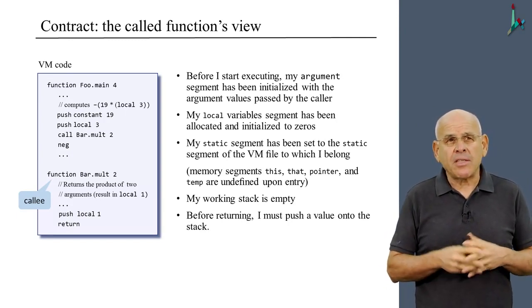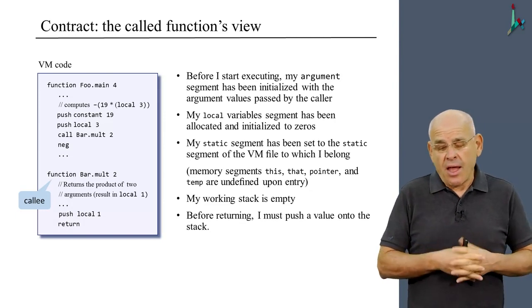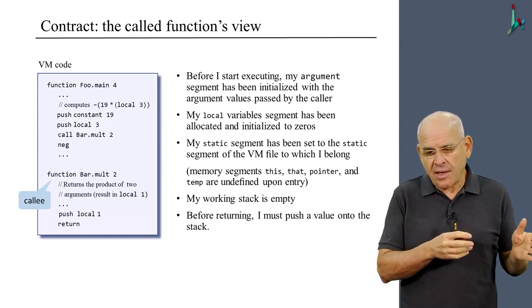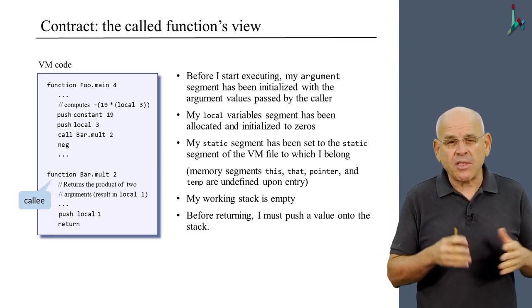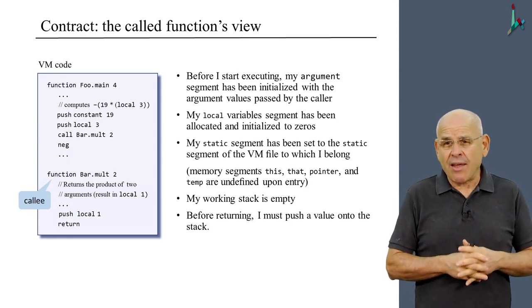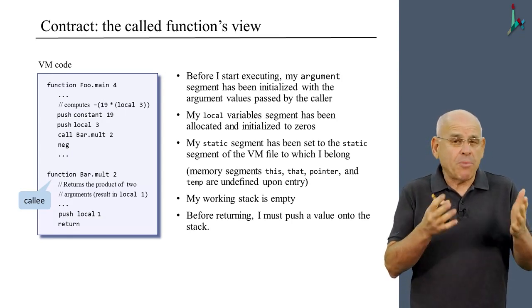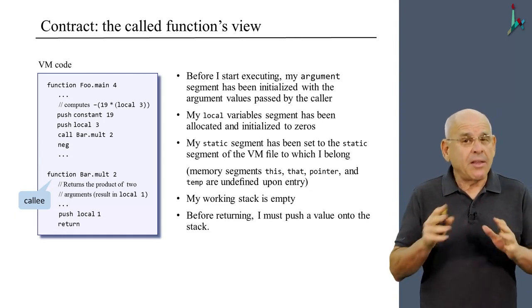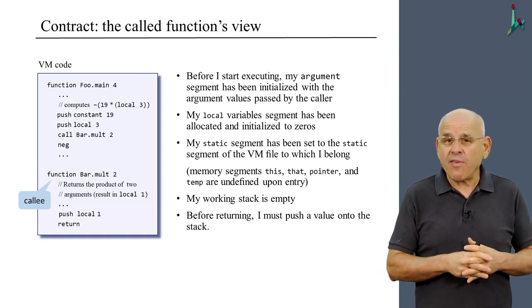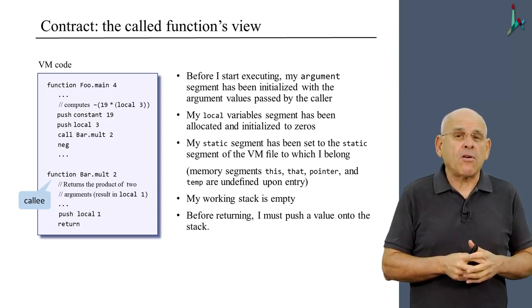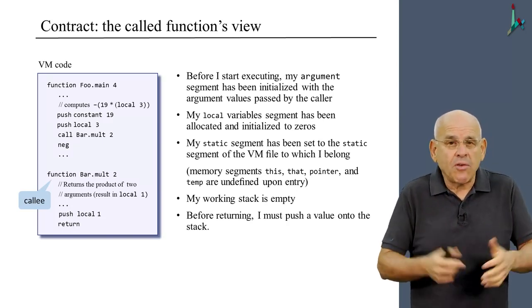Now, think about a situation in which this function began its life as a void method. Suppose it was a void method or a void function at the Jack level. And void functions are not supposed to return a value. And we just said that you must return a value. Well, indeed, this is the case. Even if you're a void function, you must return a value. So you push something, you can push 0.